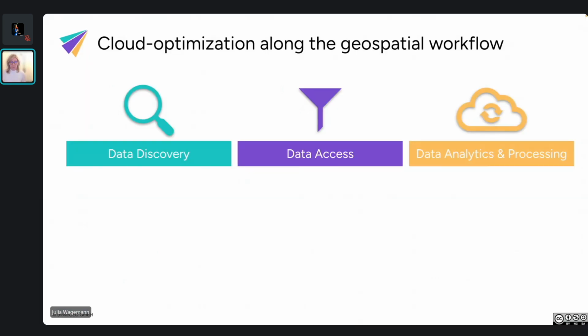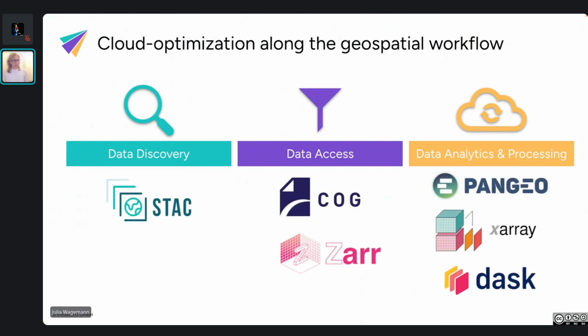Good. And in the best case, the cloud optimization happens along the entire geospatial workflow, from data discovery to data access to data analytics and processing. Data discovery, you might have already heard: STAC is the Spatiotemporal Asset Catalog. This is a standard that has been agreed within the community in record time, on how to make data hosted on the cloud discoverable and available.